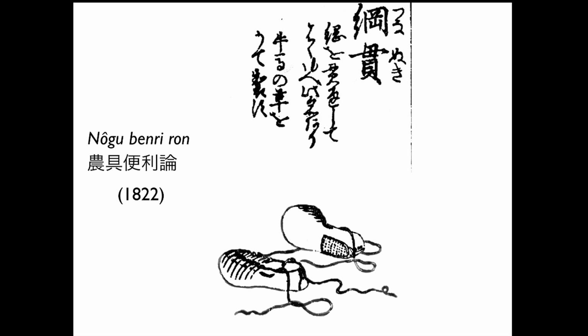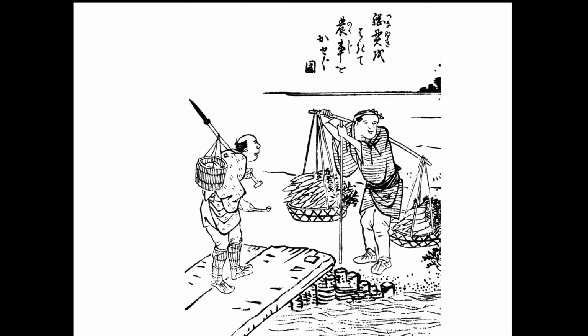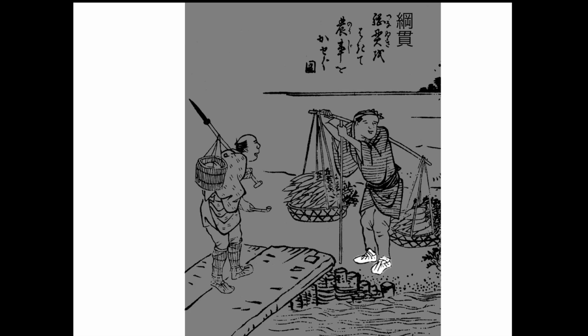This work on agricultural implements from 1822 shows you a pair of the kind of sandals that farmers might use. But then in the accompanying illustration, the sandals play a very small part. And in fact, we become much more interested in the kind of conversation that these people are having.